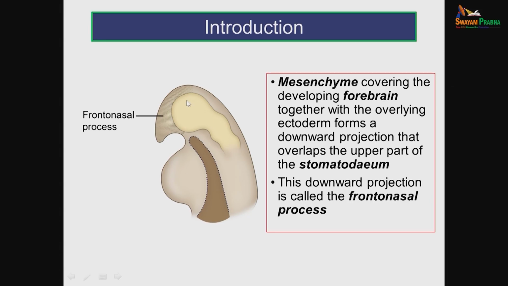So, look at this picture. You can see a process here which is called frontonasal process. So, what is it? The mesenchyme, which is covering the developing forebrain along with the ectoderm, is going to form a downward projection, which is going to overlap the upper part of the stomatodium. This process is called as frontonasal process.